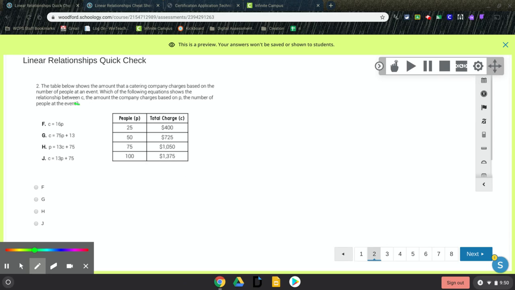Now notice the amount the company charges is C, so that's probably your total. And then based on P, the number of people, that's probably something that we're going to have to keep in mind as well. So you need to know which one's your X and which one's your Y to figure out which one of these is going to be correct.